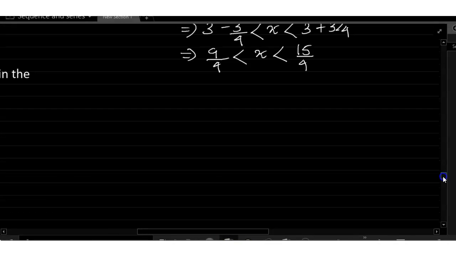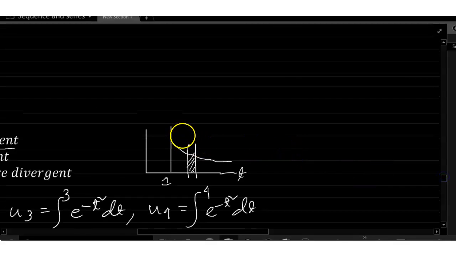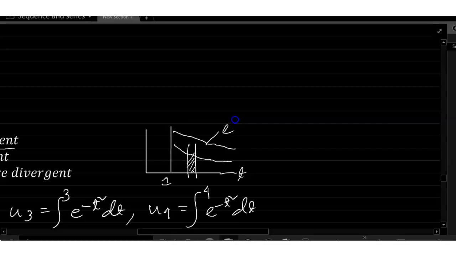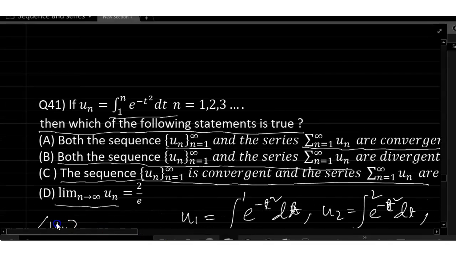Now how? The graph of e to the power minus t and e to the power minus t square is this way. That's why e to the power minus t square is greater than e to the power minus t. The graph is this way. So friends, the limit as n tends to infinity of Un equals 2 by e. This is not possible.